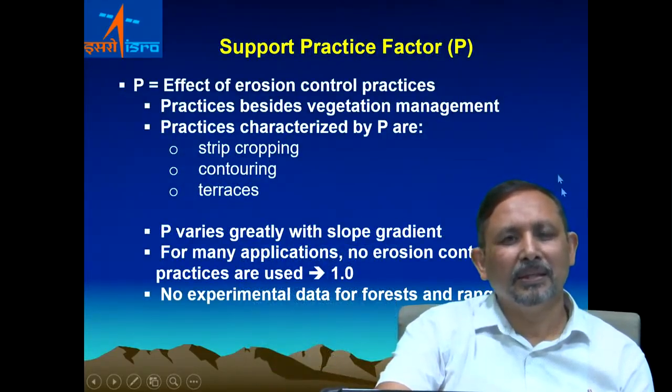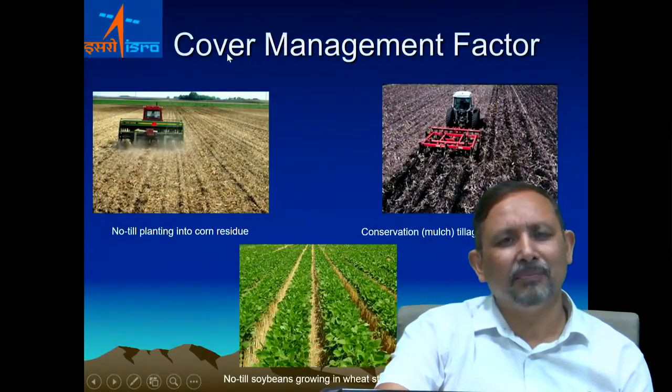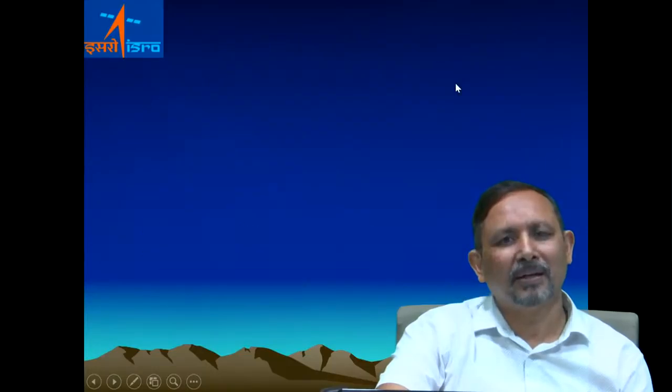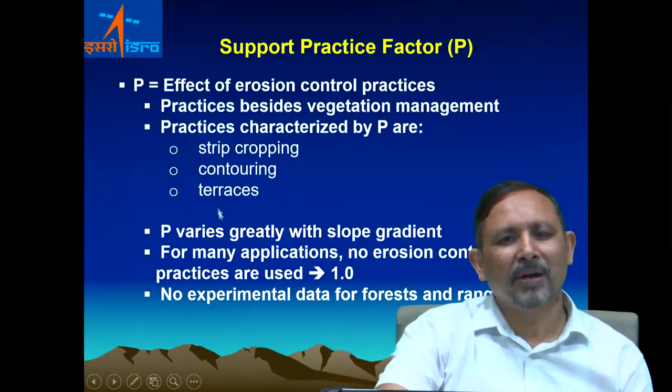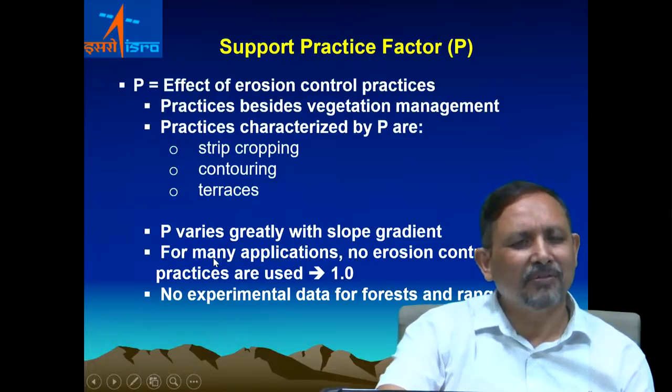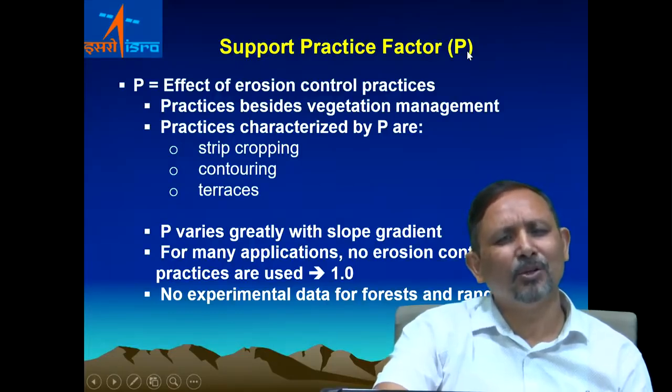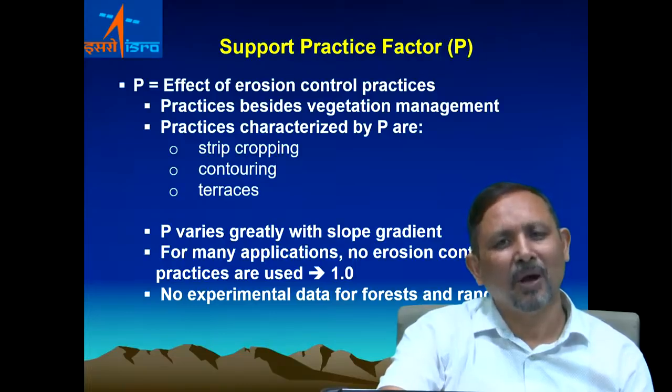So these are support practices. First is cover, which we call the C factor, and management, which we call the P factor. All the C factor and P factor values range from 0 to 1. If he is not doing any management, the P value will be 1. If there is no crop cover and the area remains fallow, the C factor can be 1.